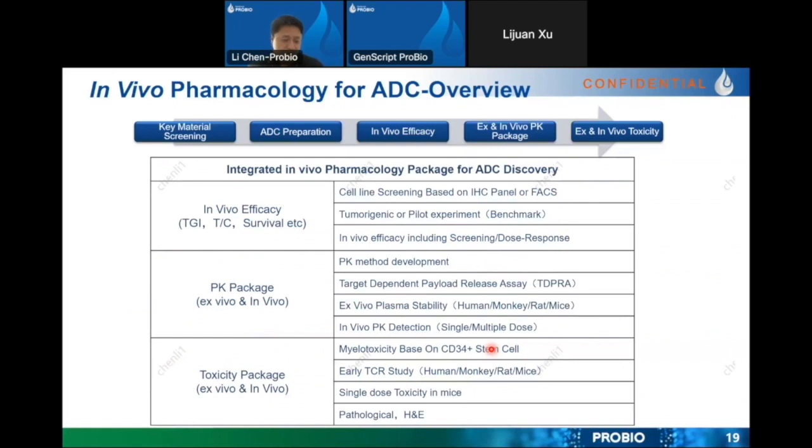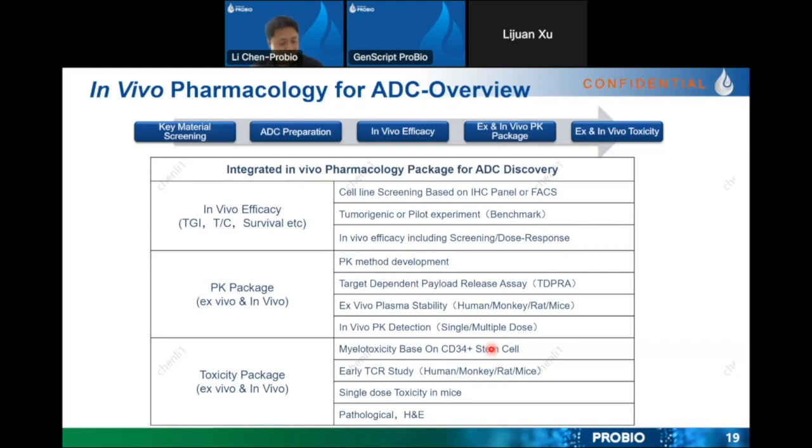After all of these in vitro functional screening and validations, it is absolutely necessary to verify the efficacy and the safety of the ADC candidates in animal models. Typically, it includes three packages. For the efficacy part, people usually start with cancer cell line screening based on the indication and target expression profile, followed by tumorigenesis and efficacy tests.